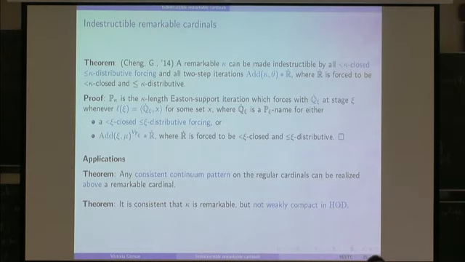A natural question is, are remarkables in general downward absolute to transitive models, to say inner models of set theory? And the answer is no. Using techniques recently developed by Joel Tsai and my collaborator here, Yong Cheng, with the indestructibility that we have, we can show that there's a remarkable which is not even weakly compact in HOD. So remarkables are not downward absolute to HOD, and this goes on the list of Joel Tsai in this project of cardinals which can lose their large cardinal property once you go down to HOD. Okay.